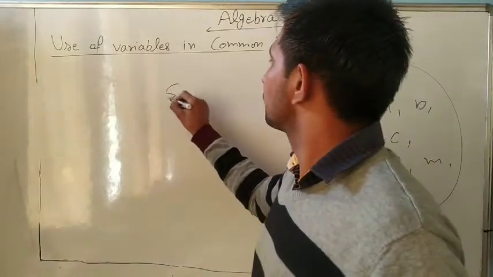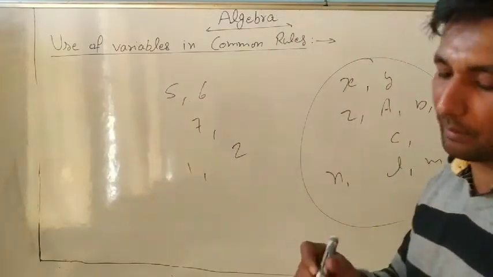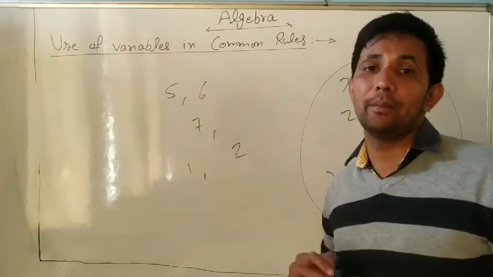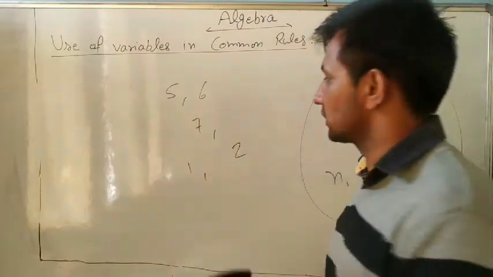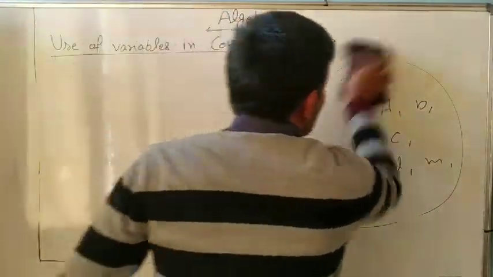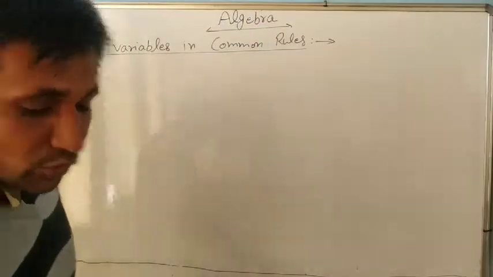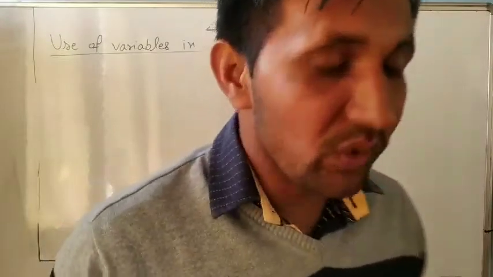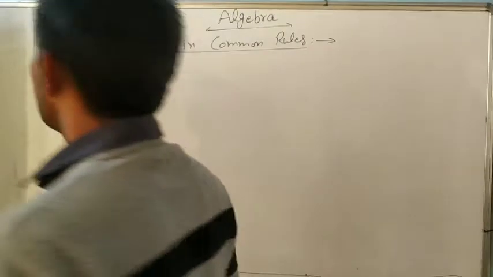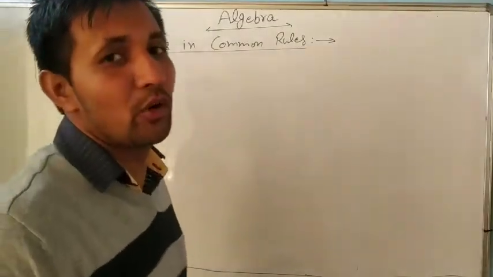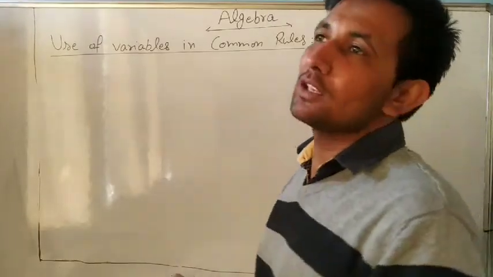But 5, 6, 7, 1, 2, 3, these are not variables. These are called constants. Constant means whose value is fixed. Okay, these are variables, these are constants. Now we will learn the use of variables in common rules. We use variables in making formulas in many questions, but I think you don't remember. We always use variables to make formulas or rules.